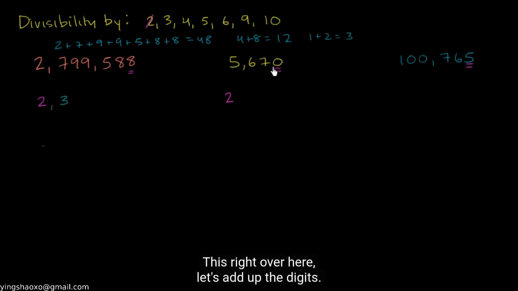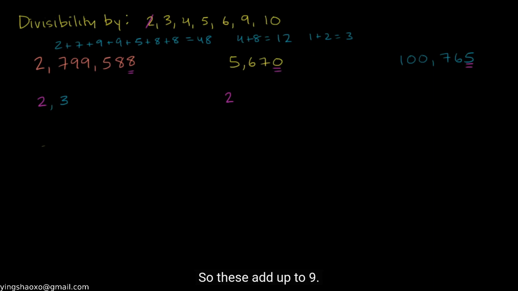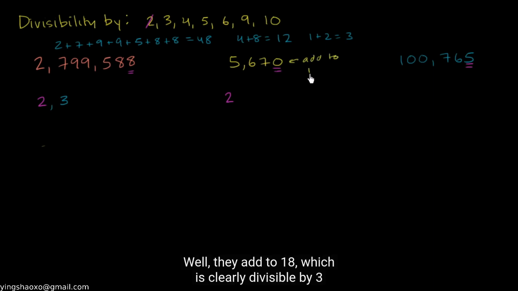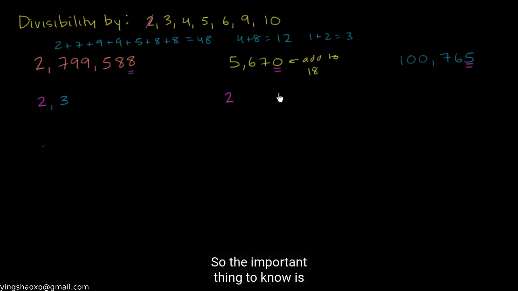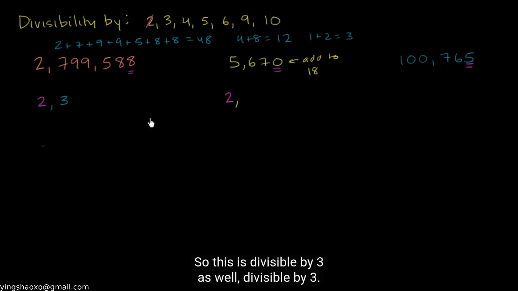This right over here, let's add up the digits. And we can do this one in our head pretty easily. 5 plus 6 is 11. 11 plus 7 is 18. 18 plus 0 is 18. And if you want to add the 1 plus 8 on the 18, you get 9. So the digits add up to 9. They add to 18, which is clearly divisible by 3 and by 9, and these two things will add to 9. So the important thing to know is when you add up all the digits, the sum is divisible by 3. So this is divisible by 3 as well.